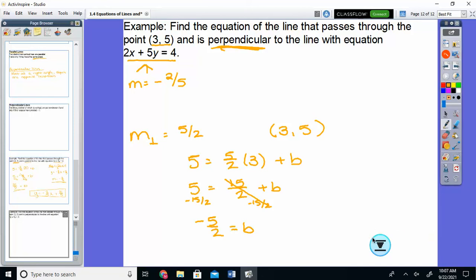Which slope do we use when we write it? Yeah. This -2/5, I only use it to get my perpendicular, and then I'm never going to look at it again. Here's my slope, here's my y-intercept.